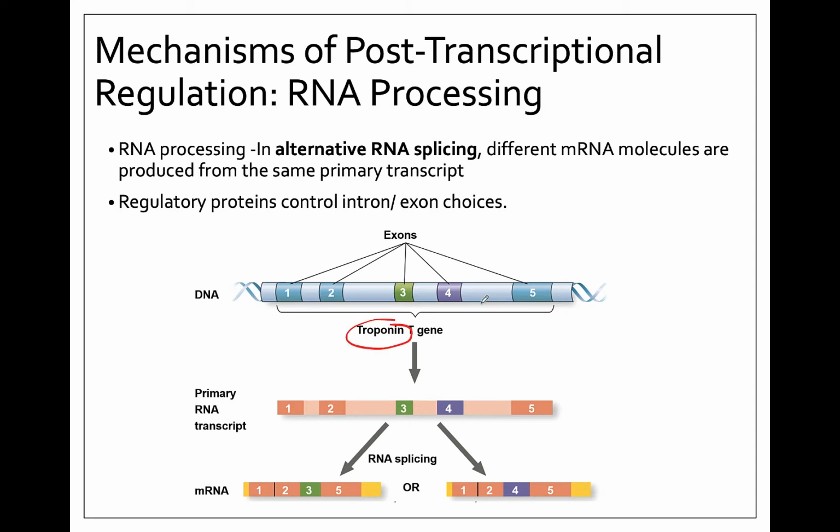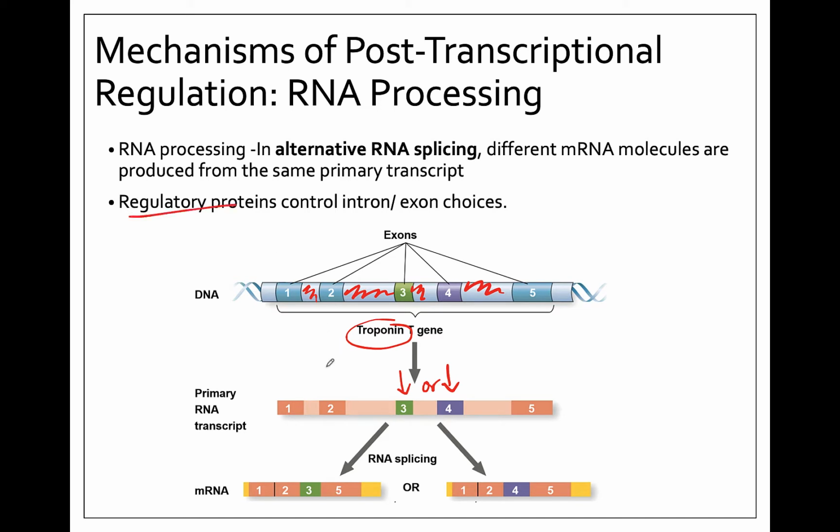So here we've got a troponin gene. This is going to code for pieces of muscle cells called troponin. And you can see that there are 5 exons, 1, 2, 3, 4, and 5. And then these intervening pieces here are the introns that are not going to get coded for. Well, there are 2 different ways to splice this troponin gene into 2 different forms of troponin. And it just depends on whether they're going to choose 3 or 4.